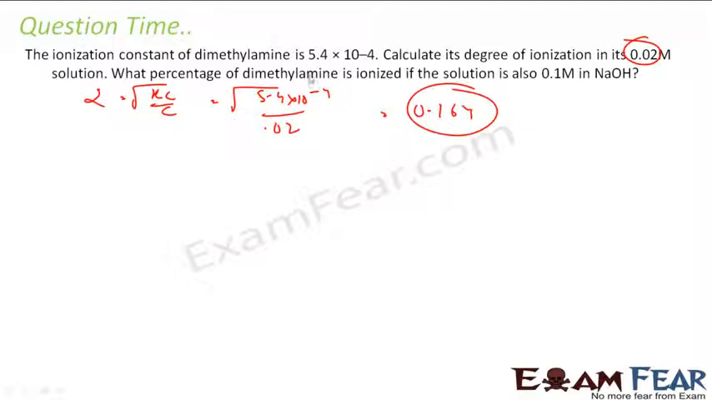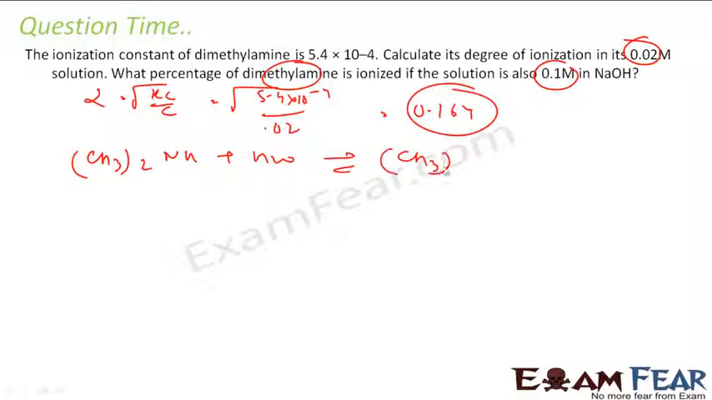The next question is, what is the percentage of dimethylamine ionized? The solution already has 0.1 M NaOH. So this is also very easy actually. If you see, I'll just write it: (CH3)2NH plus H2O gives (CH3)2NH2 plus plus OH minus.